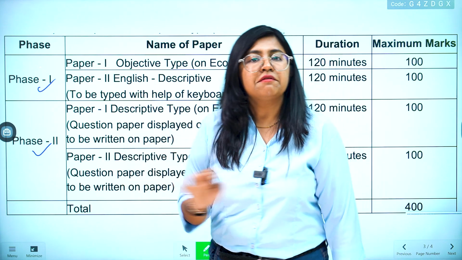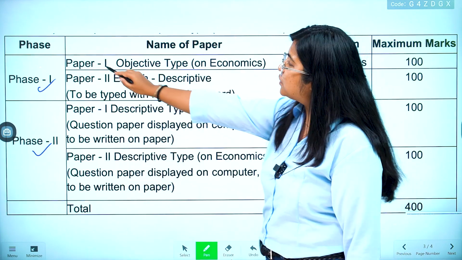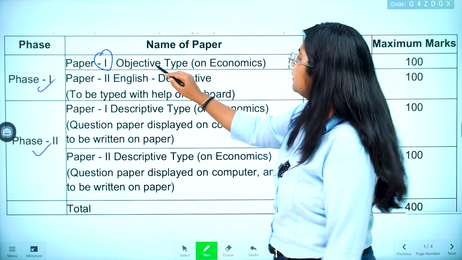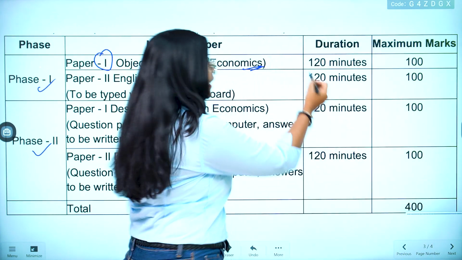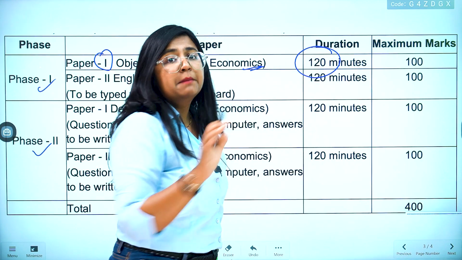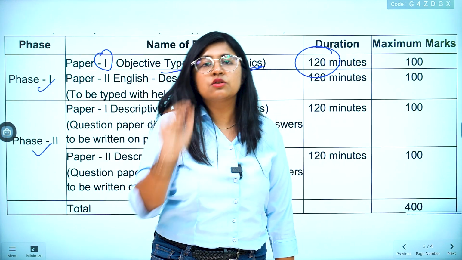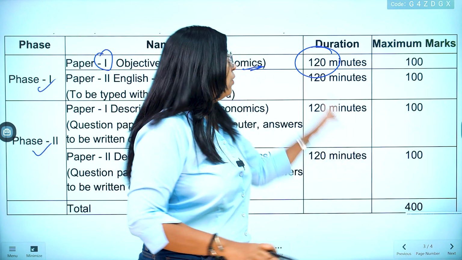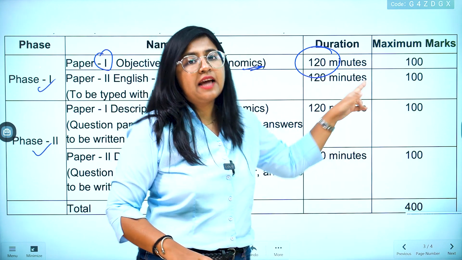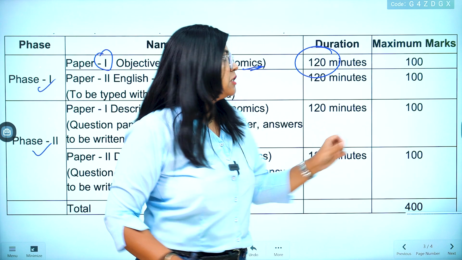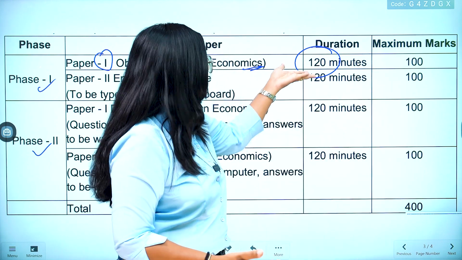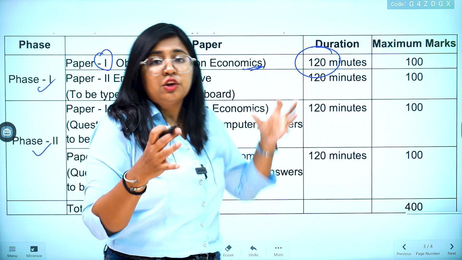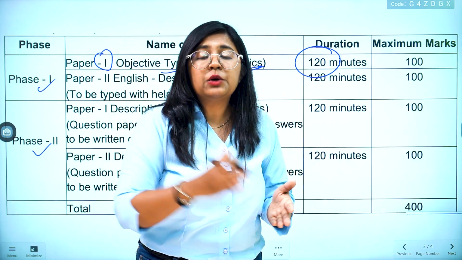Let's concentrate on phase 1. Phase 1, paper 1, MCQ type of economics. You get 120 minutes, 2 hours. Now you need to understand that the reason they have given this in minutes is because whatever number of questions you are going to get in this section, you need to attempt it in 120 minutes.